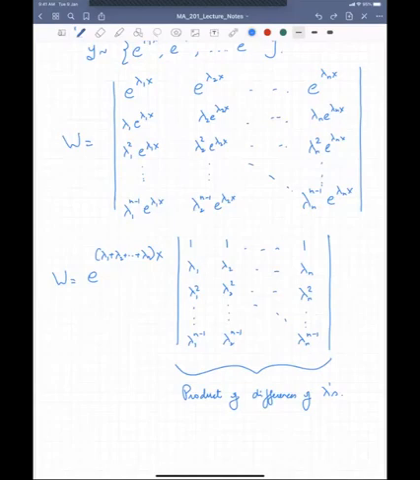If you have one root repeating 2 times, the solutions are e to the lambda x and x e to the lambda x. If you have the same root repeating 3 times, which can happen because we are dealing with higher order differential equations, then the solutions are e to the lambda x, x e to the lambda x, and x squared e to the lambda x corresponding to that lambda. For those lambdas whose roots do not repeat, you only have one factor of e to the lambda x. And then you combine all these to form the linearly independent solutions.